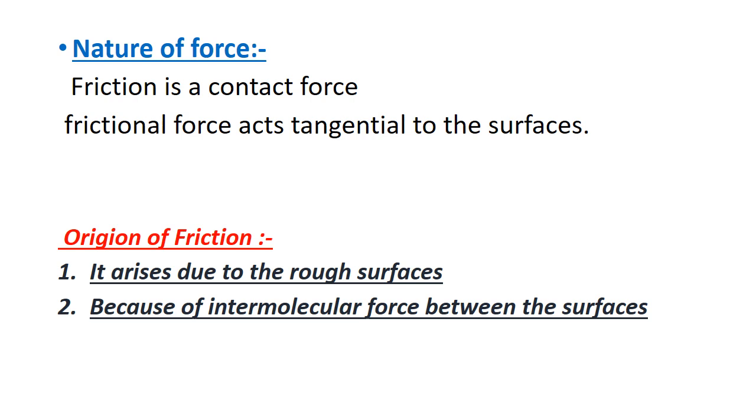Next, this force of friction acts tangential to the surface. As we saw, when the two surfaces come in contact with each other, the force of friction will come into play opposed to the direction of the motion of a body, and that will be tangential to the surfaces. Next is the origin of friction. Now what is the origin of this force of friction? How does this friction come into play?